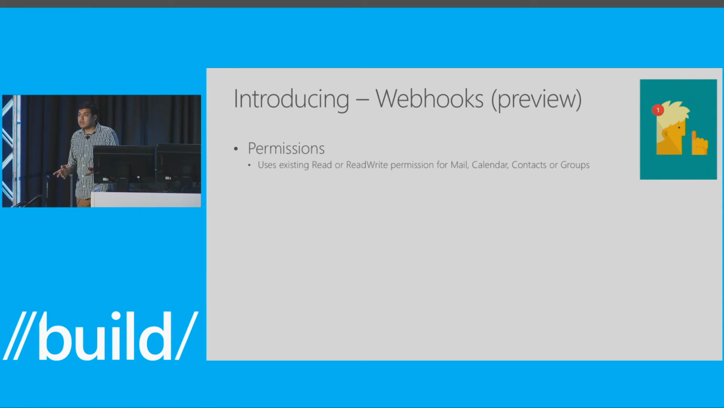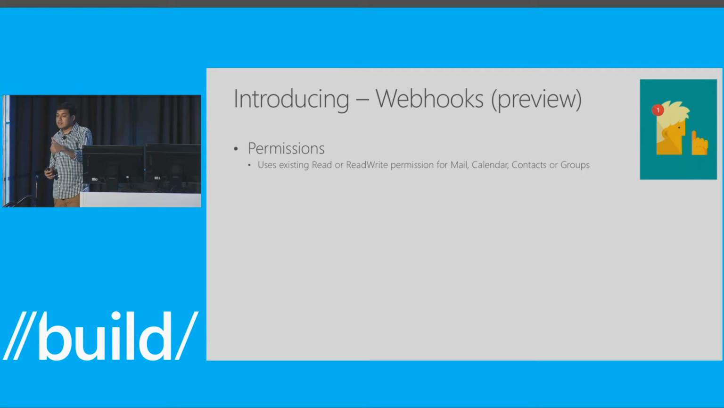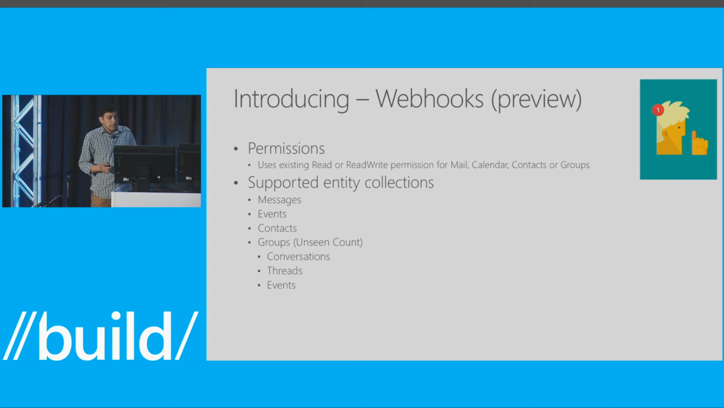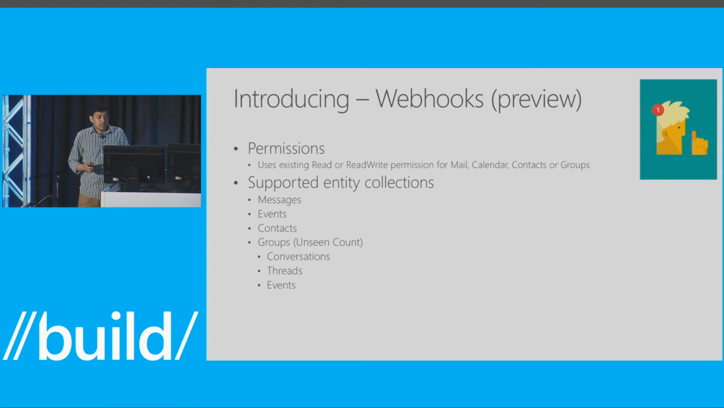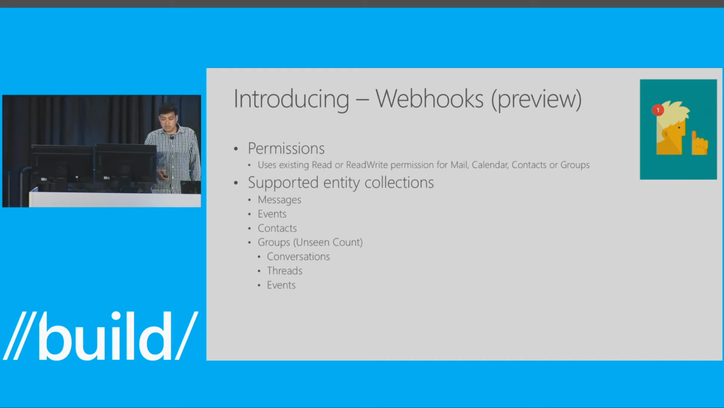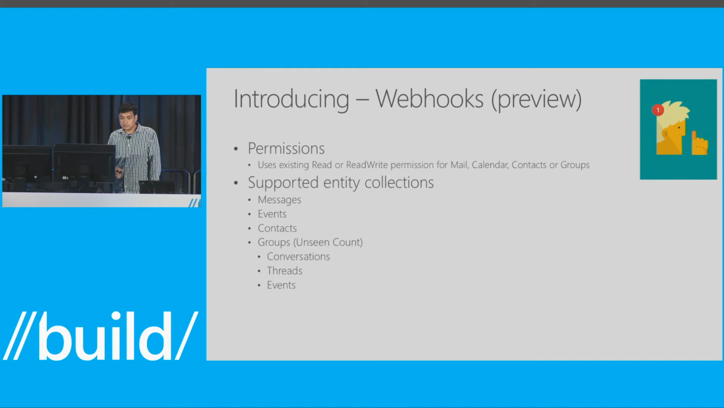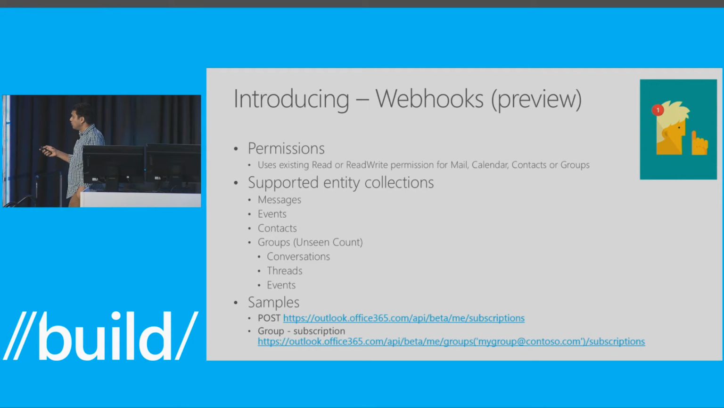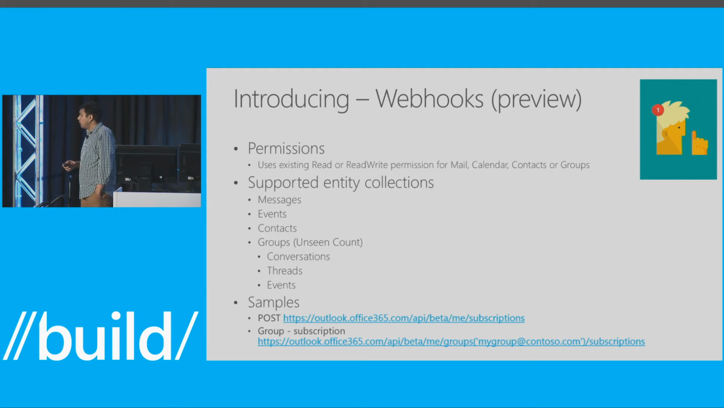So permissions derive from whatever you're trying to get a notification for. If you are trying to get notification on somebody's inbox, then of course you need mail permissions. If you're trying to get notification on somebody's calendar, then you need calendar permissions, and contacts similarly. So yes, we support message events, contacts, and we even support groups, which I just previewed. So if you want to get notification if something has changed in somebody's conversation or threads or events, you get that too. This is a sample. To create a new subscription, you go to me/subscriptions. And if you want to get to a group subscription, then that's the URL.